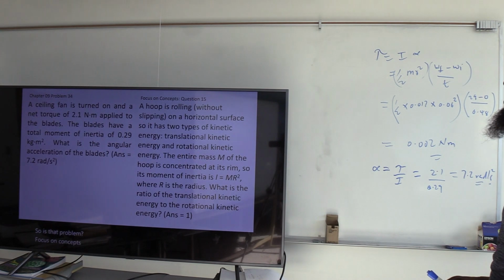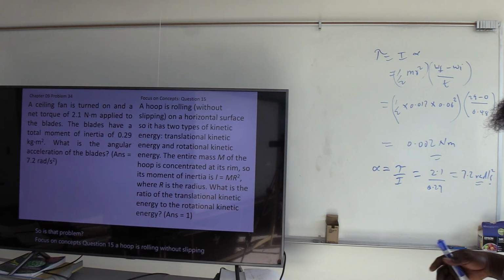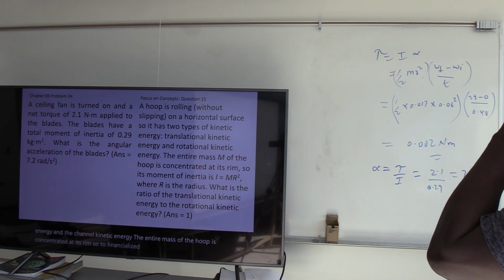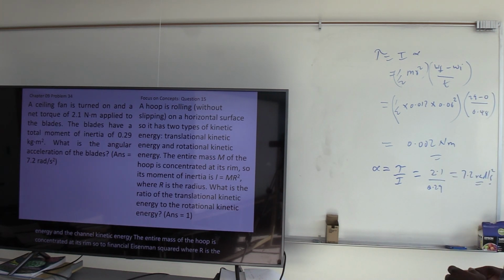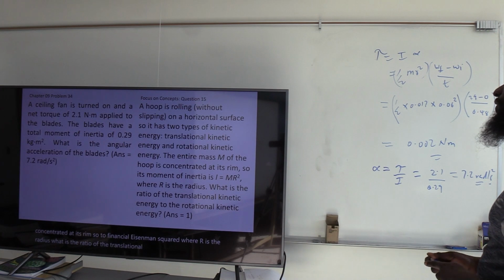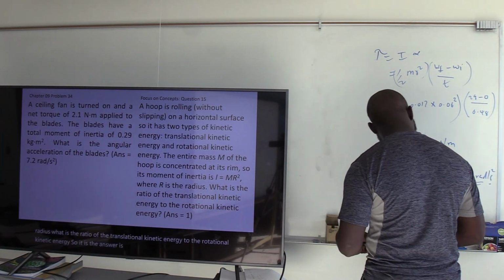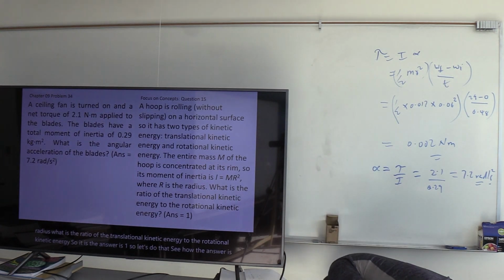A hoop is rolling without slipping on a horizontal surface. So it has two types of kinetic energy, translational kinetic energy and rotational kinetic energy. The entire mass of the hoop is concentrated at its rim, so its moment of inertia I is mr squared, where r is the radius. What is the ratio of the translational kinetic energy to the rotational kinetic energy? So it says the answer is 1. So let's do that and see how the answer is 1 for this case.